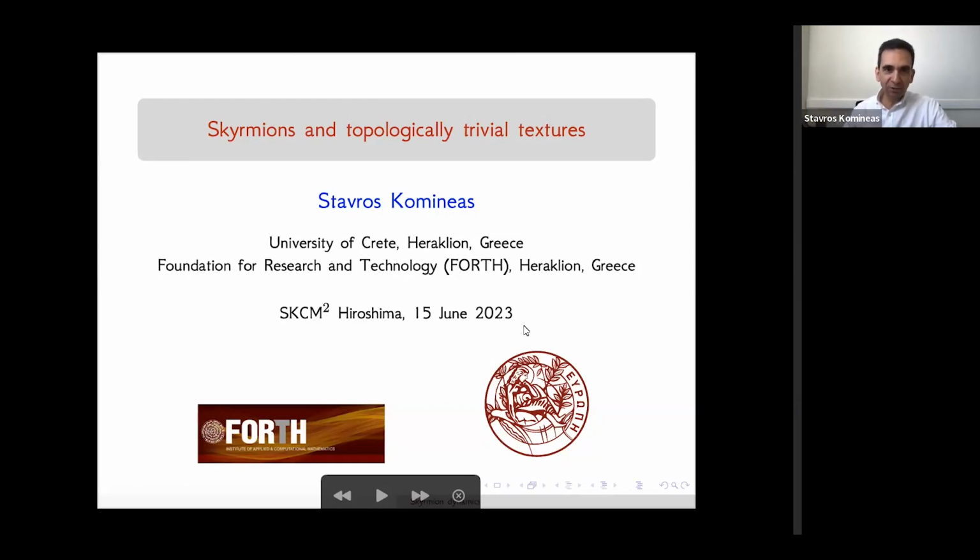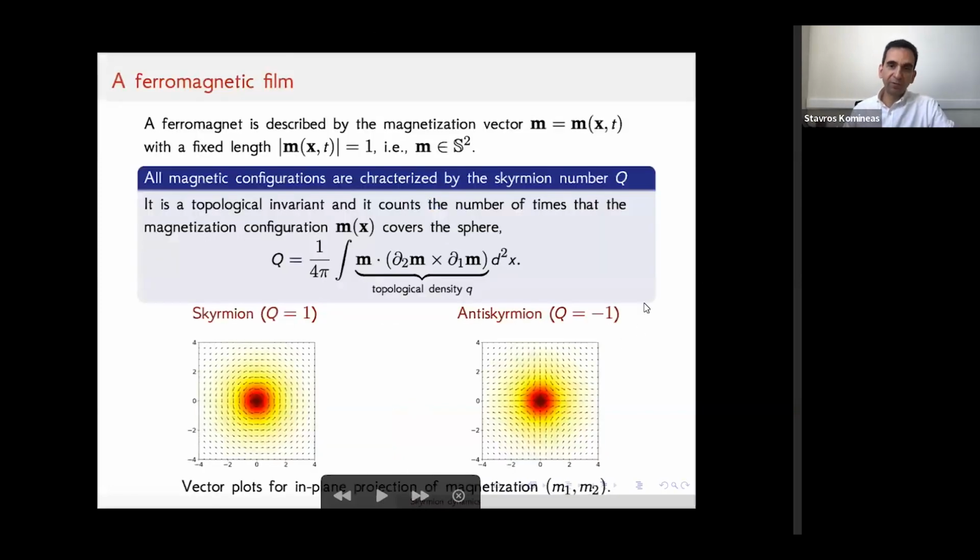My general title is on the dynamics of skyrmions, and also of what we call topologically trivial textures, skyrmionic textures or other textures. Yeah, so let's then move to the beginning.